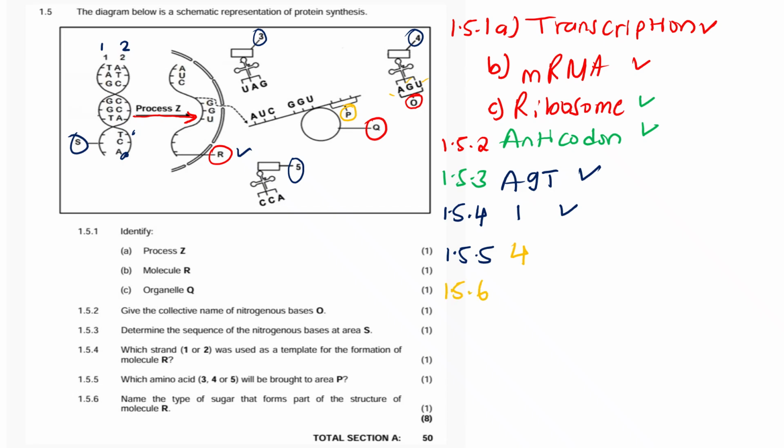1.5.6. They're saying name the type of sugar that forms part of the structure of molecule R, right? Molecule R. We know that that's a ribose. It is a ribose, RNA sugar. Very good. Let's go to the following question.